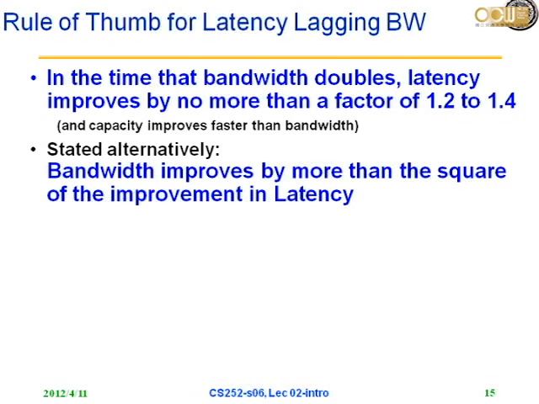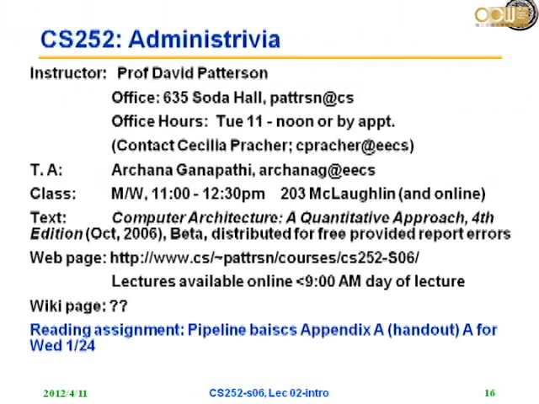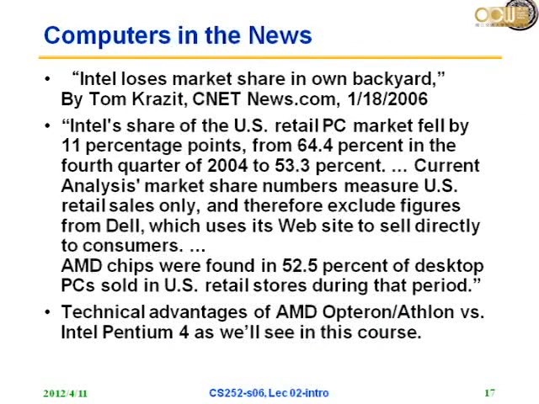And capacity improves faster than bandwidth. So this improves the slowest. This improves faster. This improves the fastest. So stated alternatively, bandwidth improves by more than the square of the improvement in latency. Let's skip this slide.